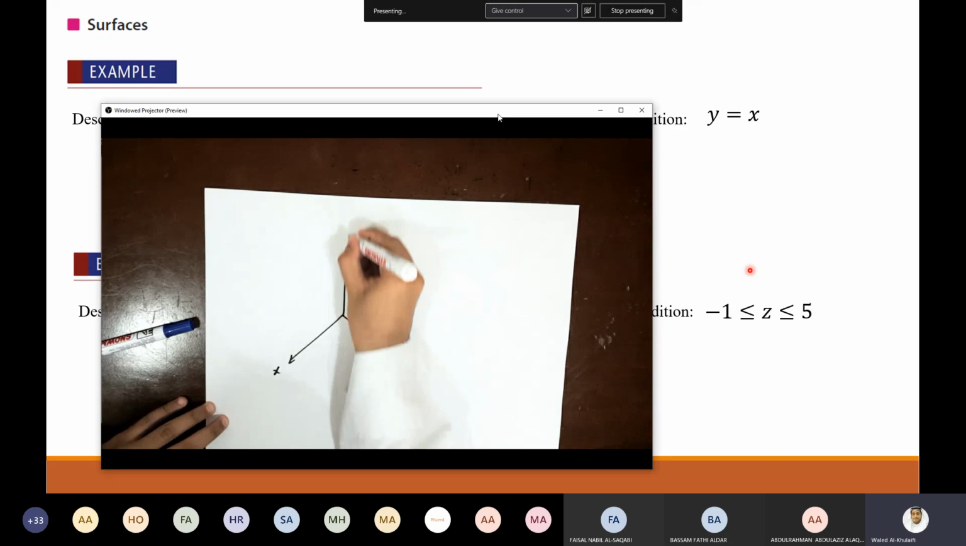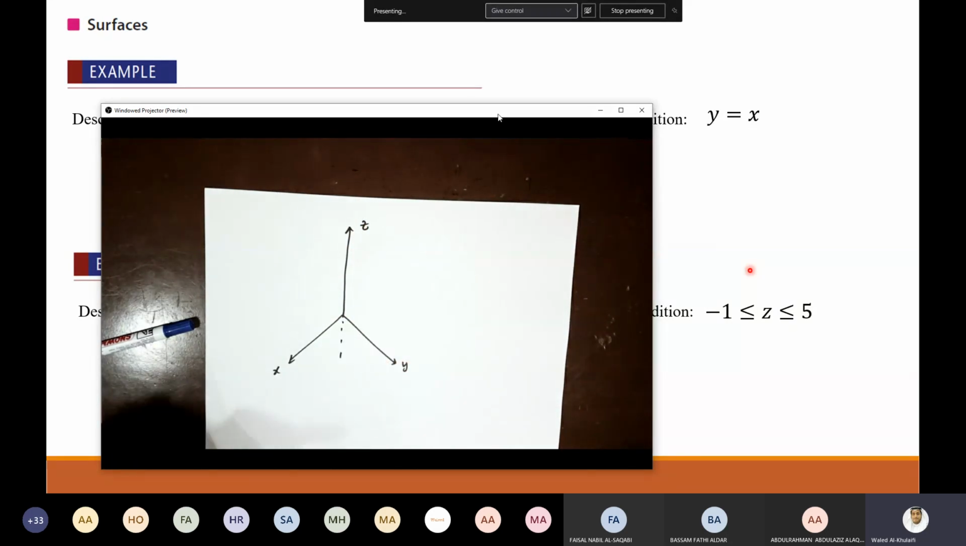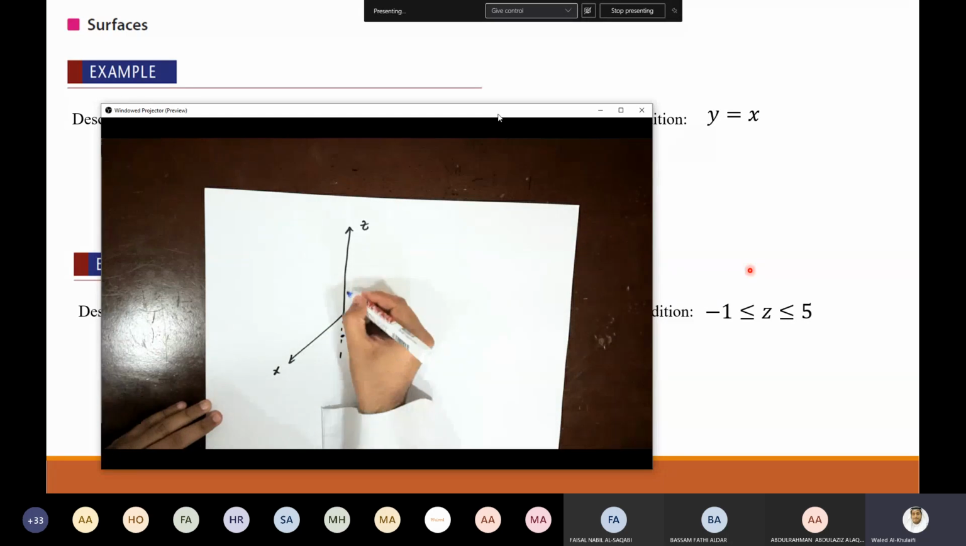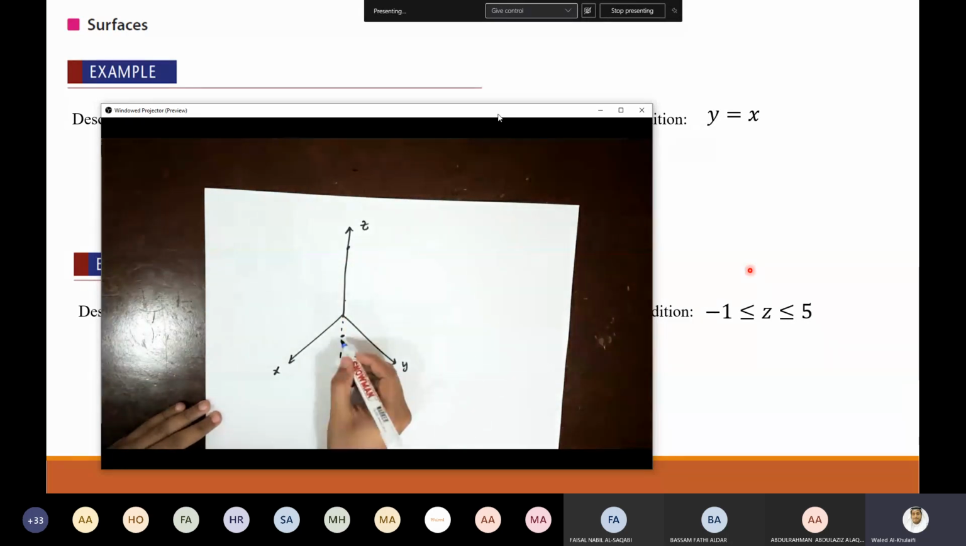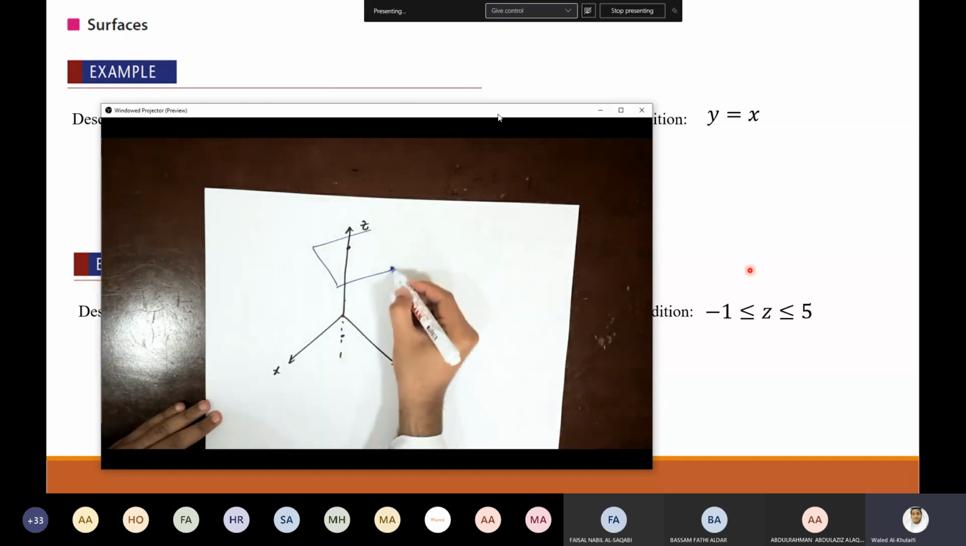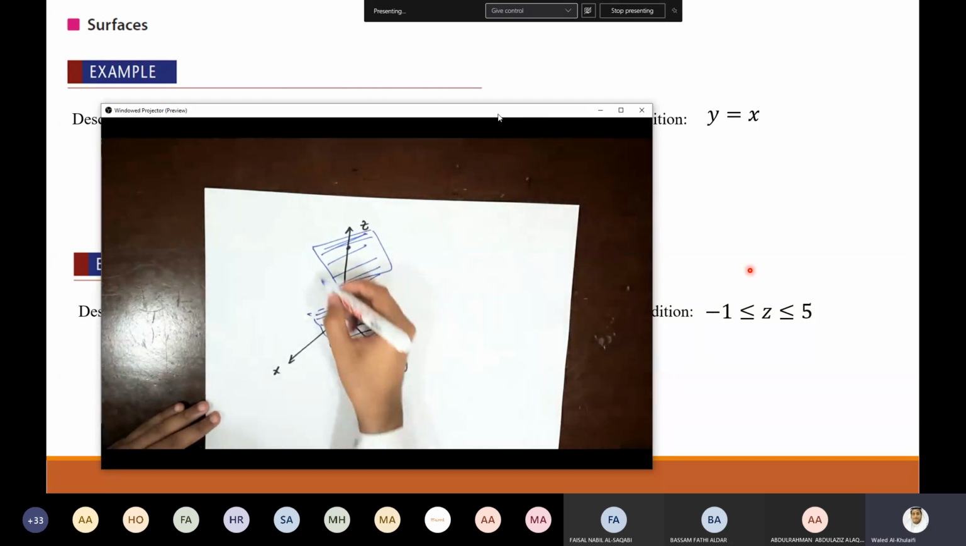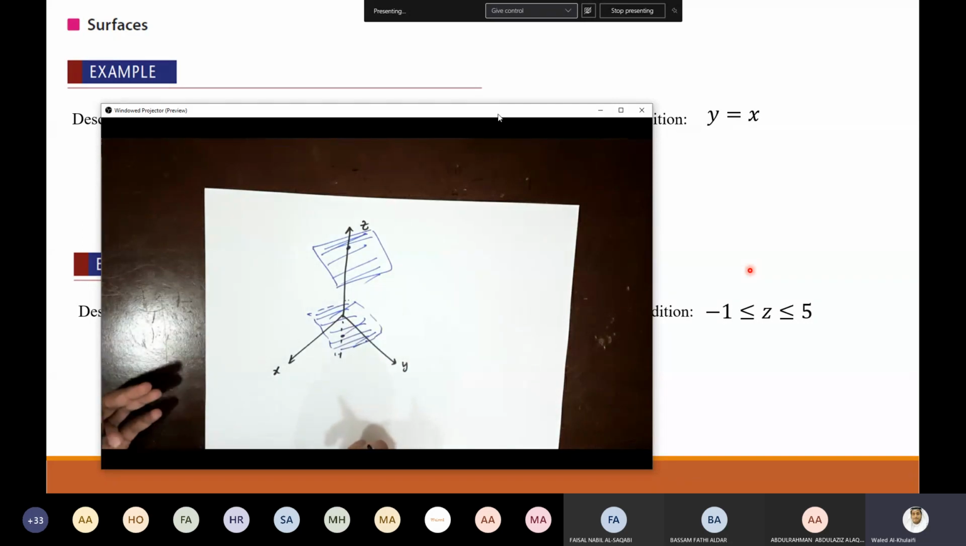Z, and there is an extension down. We are talking about -1, so 1 unit down, and somewhere here the 5. So all the points between these two planes. You can have a plane like this, and a plane down here like that. I mean, we have to do it in dots. But what else?